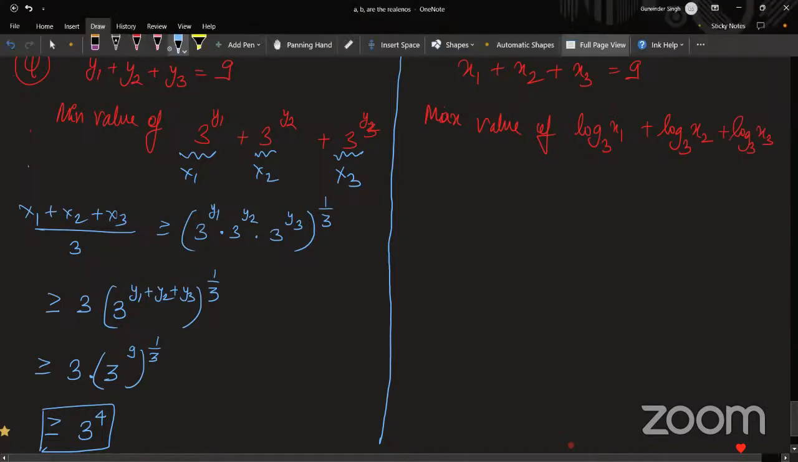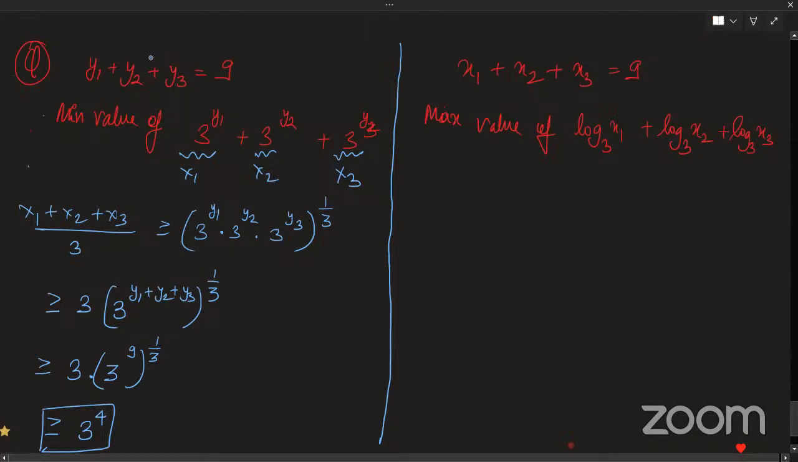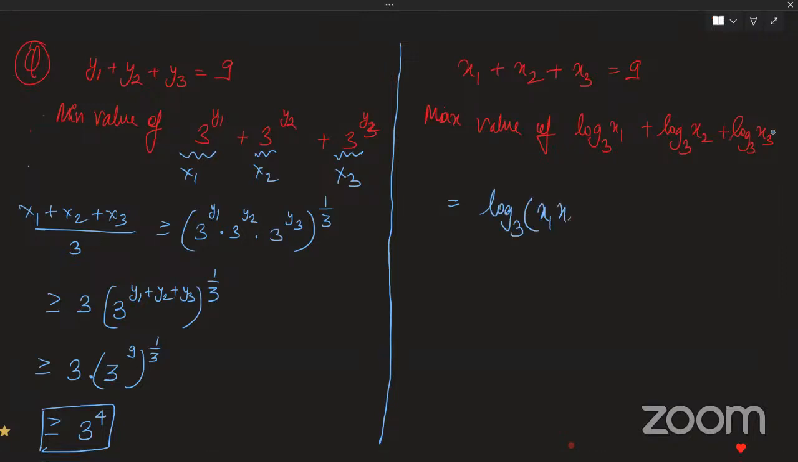Anyone who remembers the property, how do we add logs? If I have logs of the same base, how do I add them? Log base 3 x1 plus log base 3 x2 plus log base 3 x3 is log base 3 of x1 into x2 into x3. Correct. If they are in the same base, it gets multiplied. Everyone knows this property of logarithm. Okay, great.